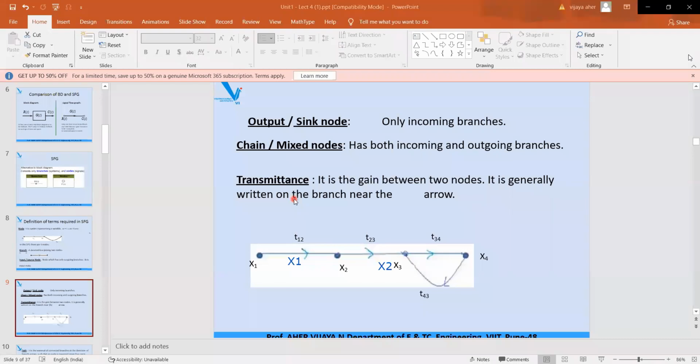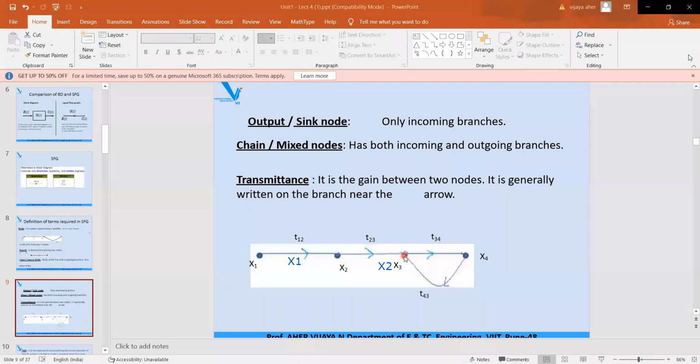Okay, first one is variable, second one is branch. Where is the variable? This x1 is a variable, this x2 is a variable, this line is nothing but a branch. Okay, this x1 is input node, this x2 is output node. Okay, this one is mixed node which is having incoming branches and outgoing branches also.